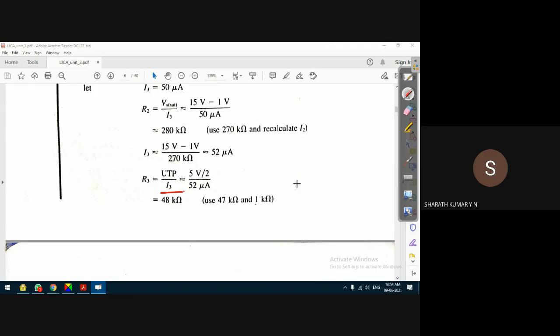The peak-to-peak voltage of the triangular waveform is 5 volts. It's not rectangular, it's not a sawtooth. I wrote sawtooth, it's wrong. Triangular waveform, it is 5 volts. Half of that will be UTP, and half of that will be LTP. Half means the positive cycle is UTP and the negative cycle is LTP. So half of the peak-to-peak voltage is 2.5 volts, that is 5 volts divided by 2, divided by I3.